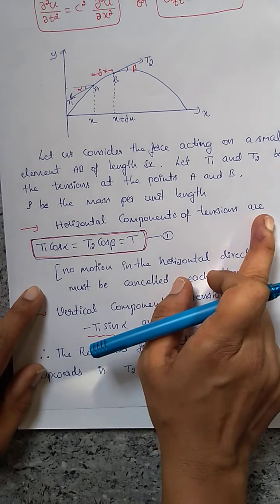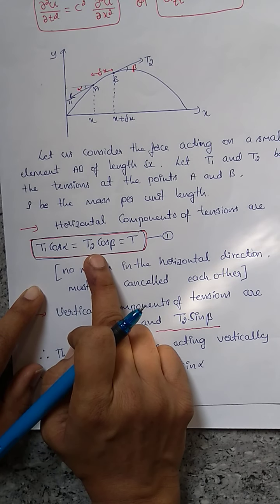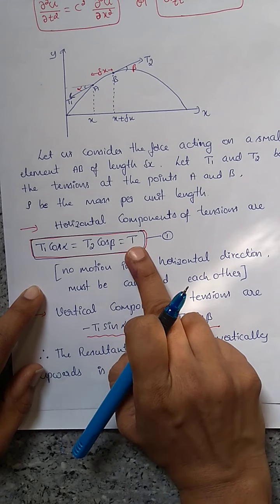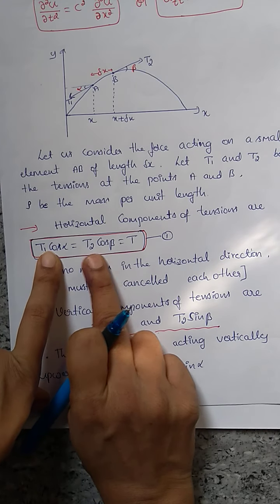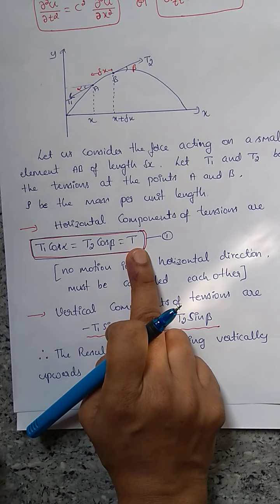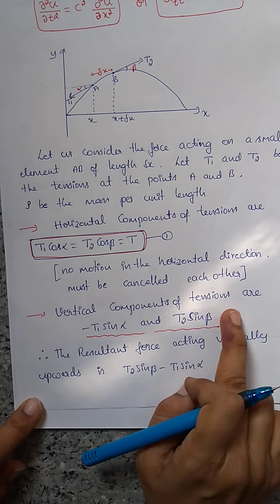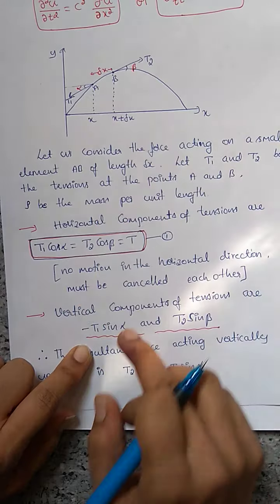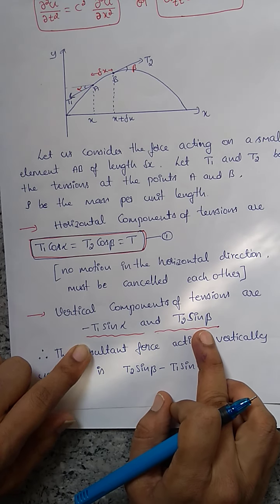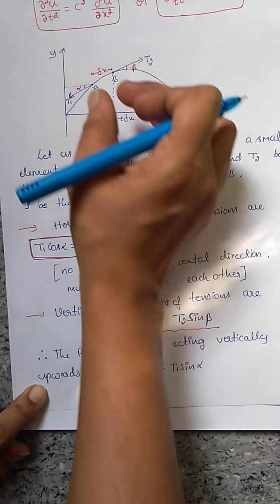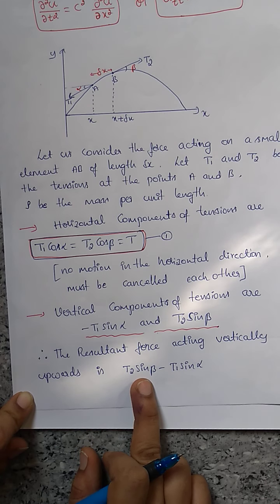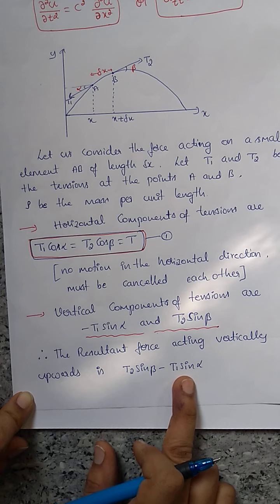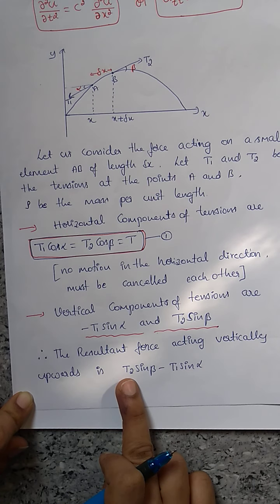Horizontal components of the tensions are T1 cos alpha equal to T2 cos beta, equal to a common constant T. There is no motion in the horizontal direction, therefore they must cancel each other, and we can equate them to tension T. And the vertical components of the tensions are minus T1 sin alpha and T2 sin beta. Therefore, the resultant force acting on the small segment AB is only in the vertical direction: minus T1 sin alpha plus T2 sin beta.